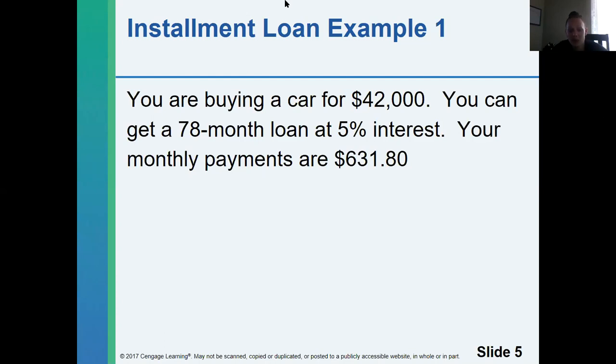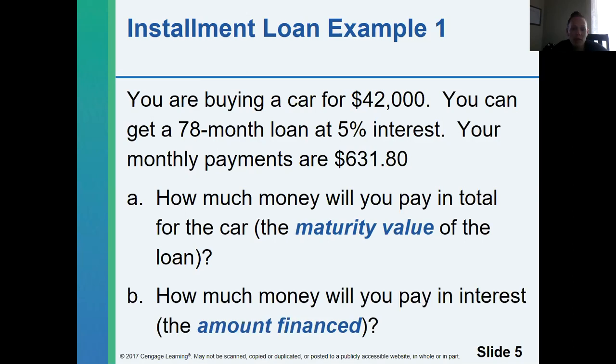You're paying $631.80 for 6.5 years. Again, when they tell you the interest rate and they give you the payment amount, they are already calculating that in there for you. So for this problem, we want to know how much money you'll pay in total for the car, the maturity value of the loan, and you want to know how much you're going to pay in interest. So how much money is the bank going to make off of you? And then A is how much are you actually paying for the car when it's $42,000.